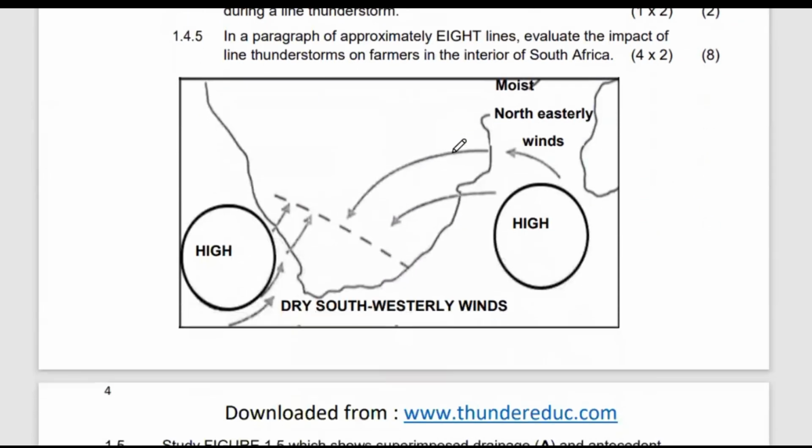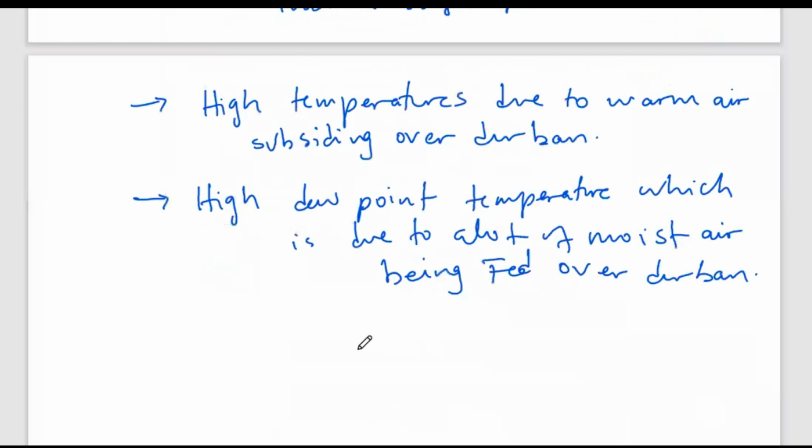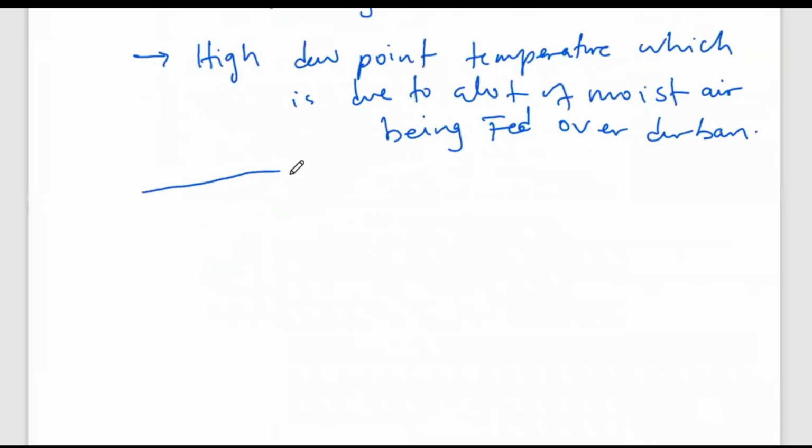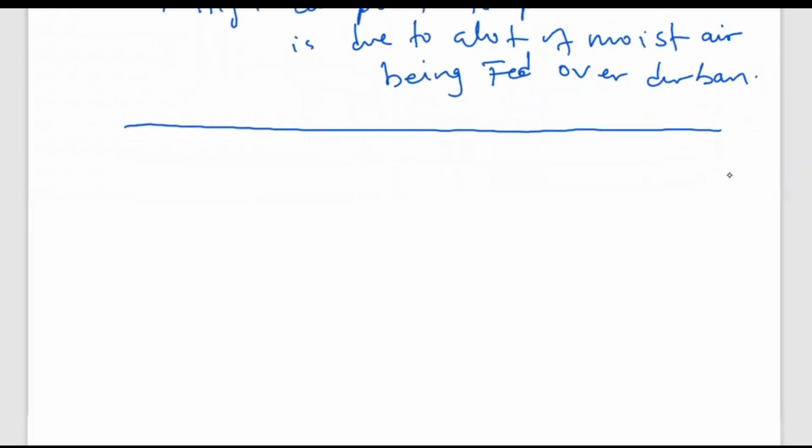All right. Now, to understand this concept, we need to understand what is pressure gradient. Let's go back to our answer sheet. Understand what is pressure gradient. Sorry, draw a straight line. Okay, this is much better, right? Now, pressure gradient.